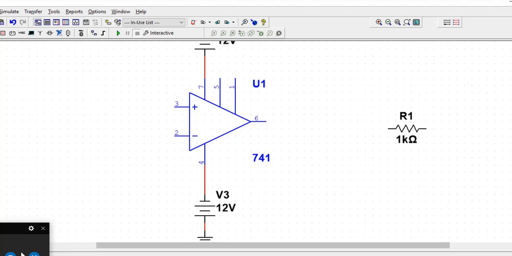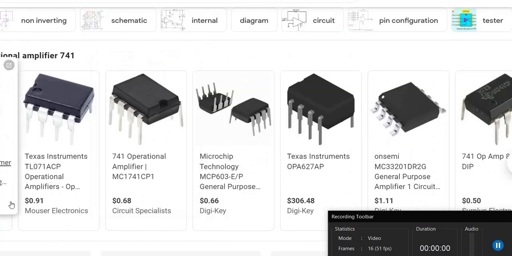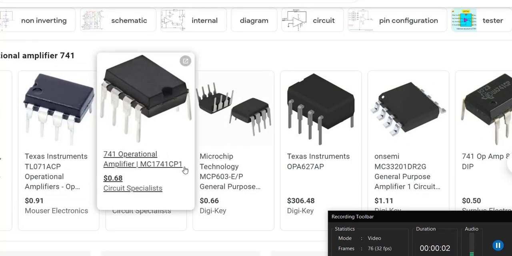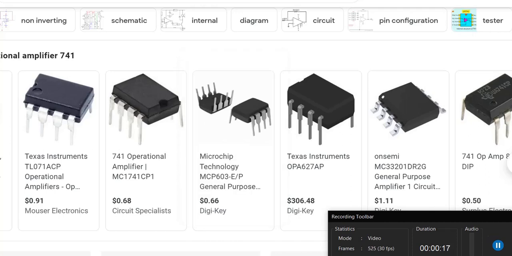Hello everyone. In this video, I will introduce operational amplifiers. Operational amplifiers come in the form of ICs. They are typically sold with the number 741. And as you can see, in a typical IC for the operational amplifier, you have 8 pins. Each pin has its own function.